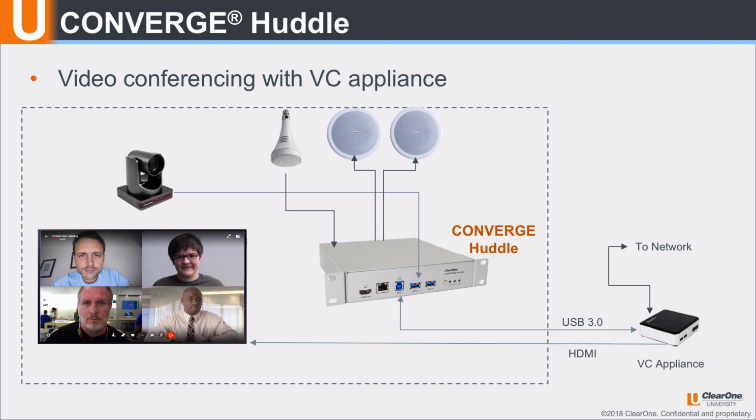You could also use video conferencing with a VC appliance. So in this case, where you could actually use a video codec, you could connect that to the Huddle and get professional audio and video through the video codec. Be aware too that some codecs may not necessarily utilize display links, so you may have to connect the HDMI directly to the display itself. So that is one of the differences in the way you would connect a video codec to the Huddle.